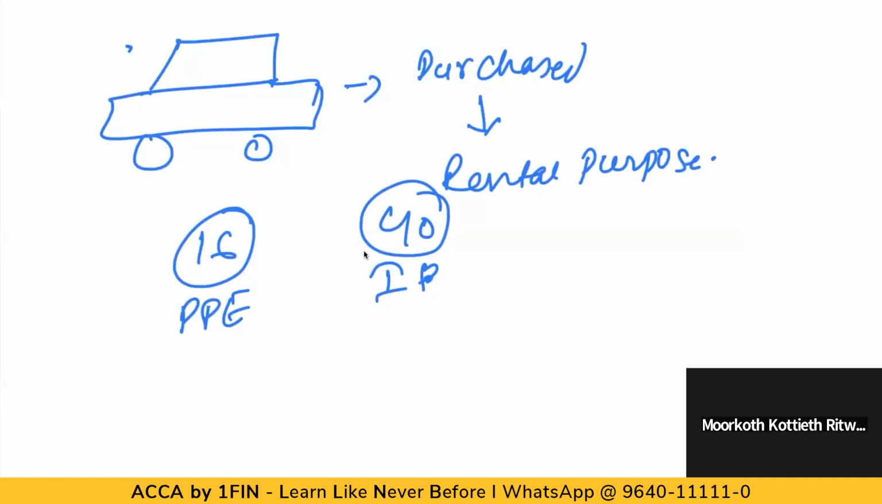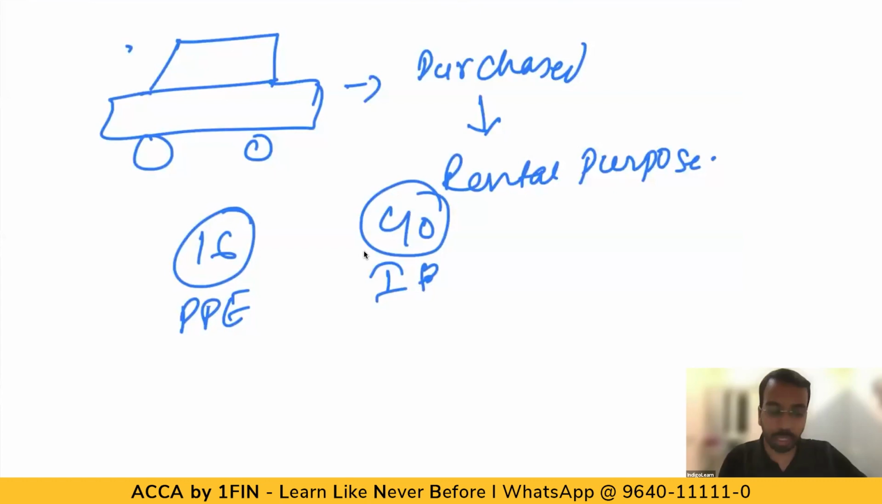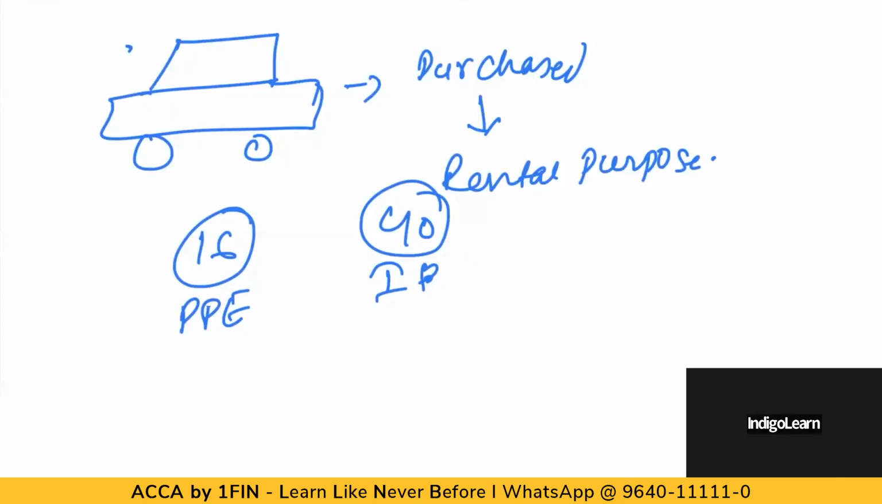IAS 40 covers only land and building for both. PPE, investment property, others? Others? Car will not come under IAS 40.